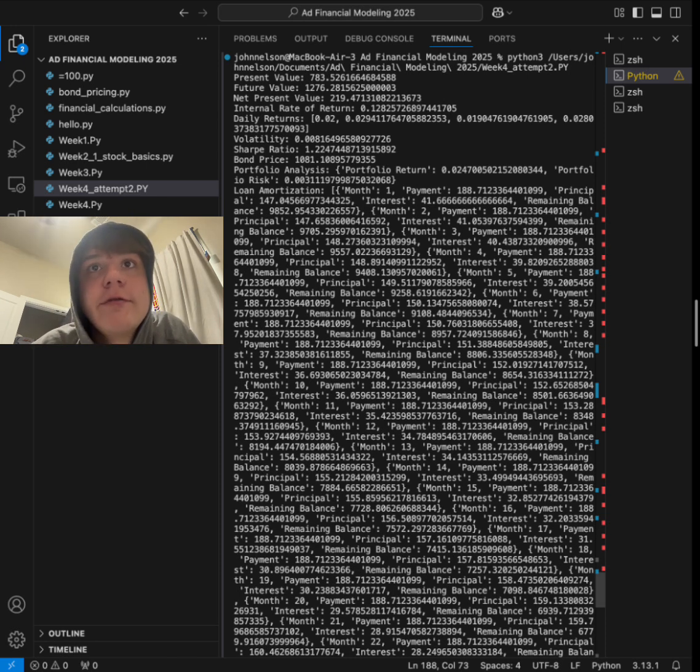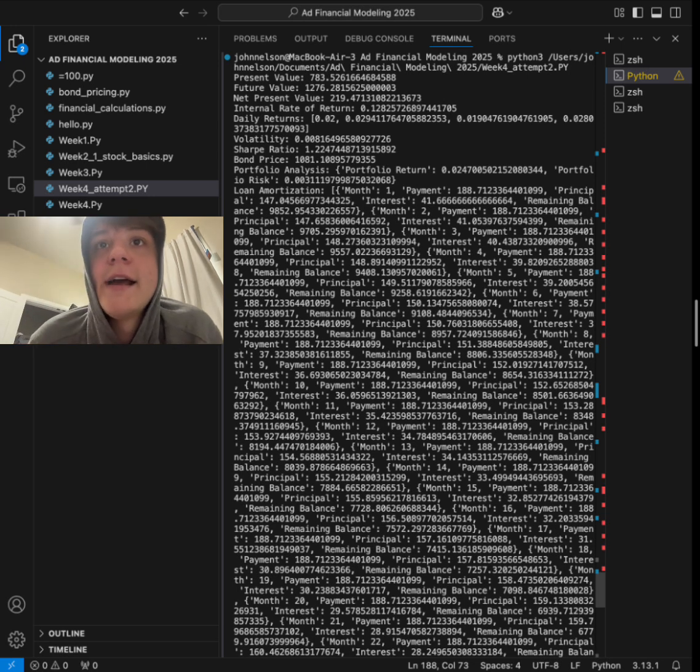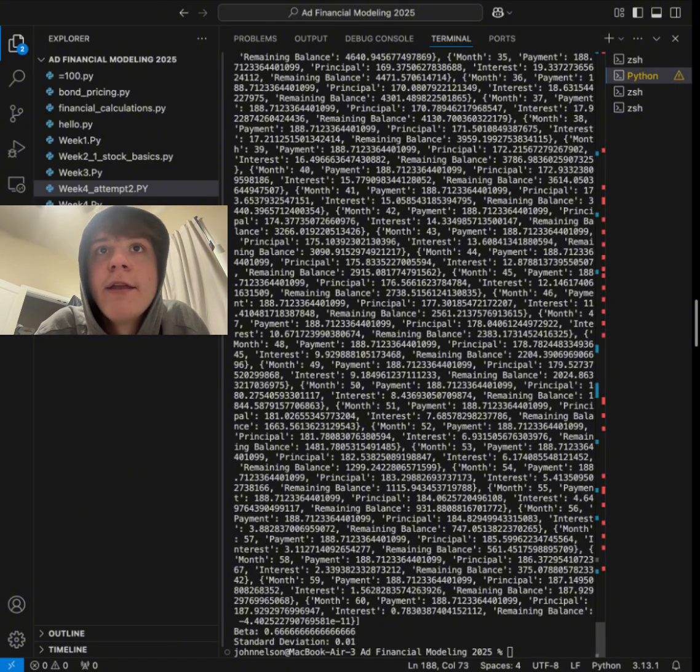Portfolio analysis. Portfolio return was 0.0247. Portfolio risk was 0.031119. Then we can see here our loan amortization goes all the way down this section right here. It goes all the way to month 22. And as we look at this next screenshot, we can see it goes all the way down to 60 full months, with the last remaining balance being negative 4.402522. But our beta is 0.6 repeated along the line, and then our standard deviation is simply 0.01.